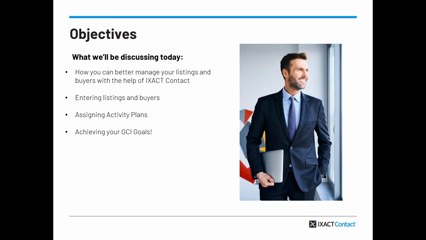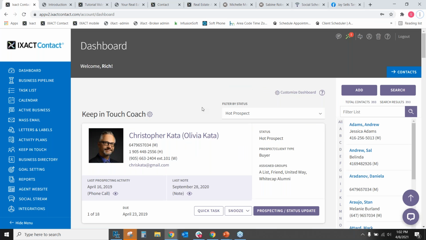And we're going to talk a little bit about tying this active business area of the system into goal setting. So we actually want to be able to help you achieve your GCI goals. So without further delay, let me get right into the system. You're all familiar with your IXACT Contact dashboard. And just to note, the area we're talking about today is this active business area of the system.